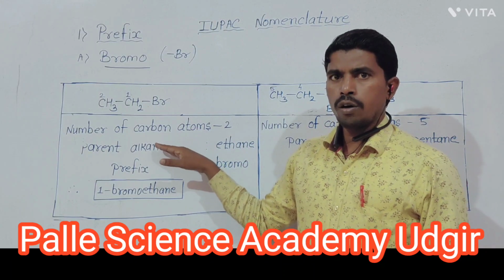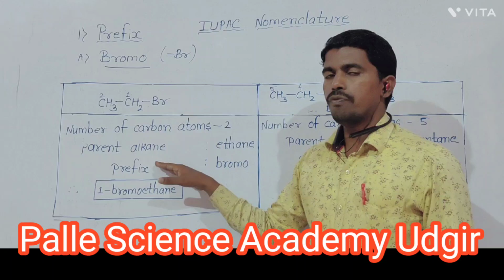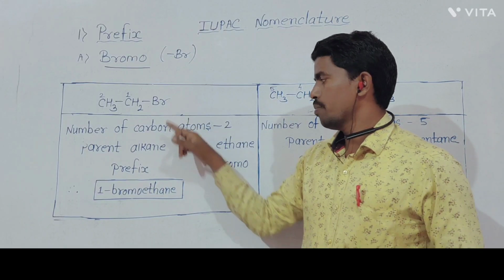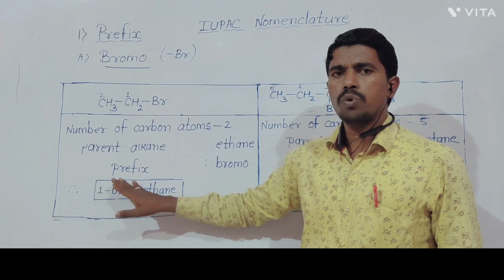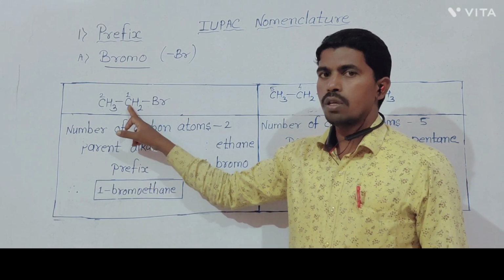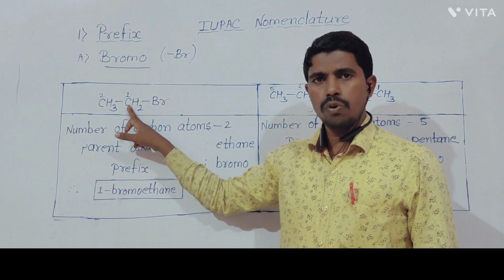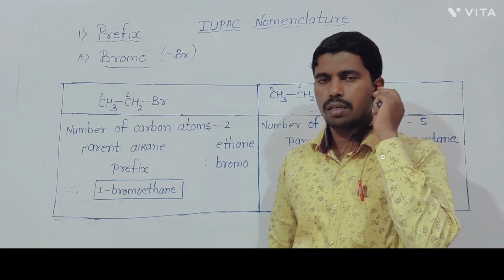The parent alkane of this compound is ethane and the prefix is bromo for Br, and the name of this compound becomes 1-bromoethane because bromine is attached to the first carbon atom. Therefore, the name of this compound becomes 1-bromoethane.